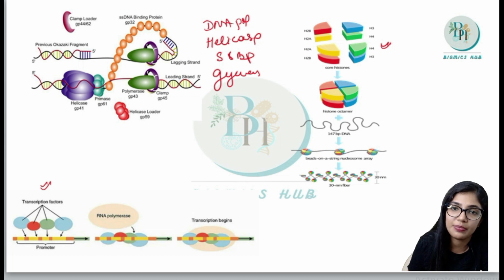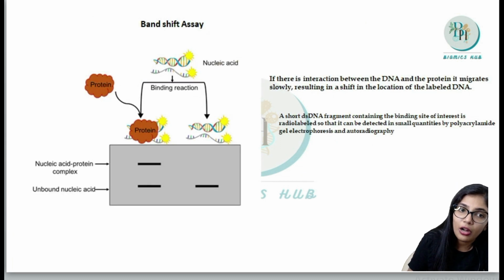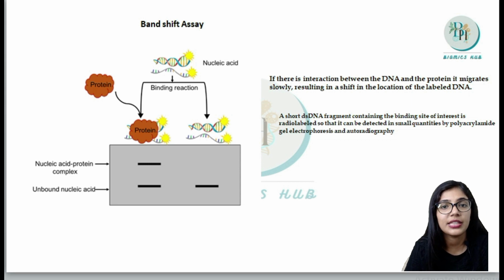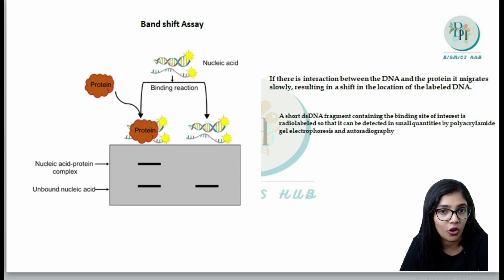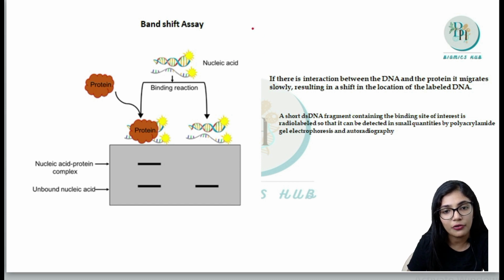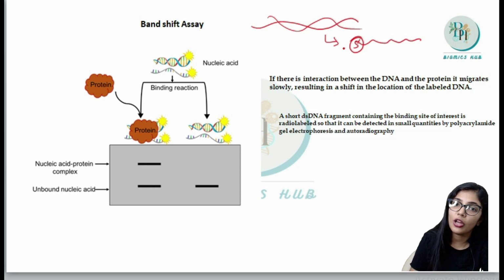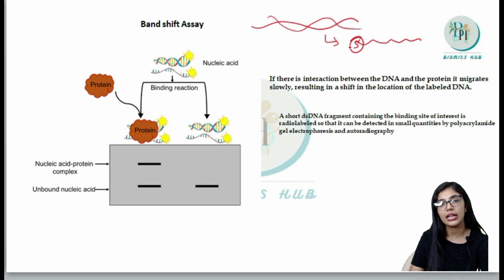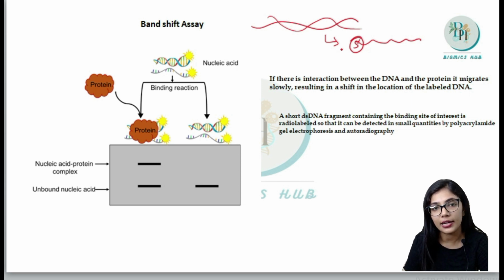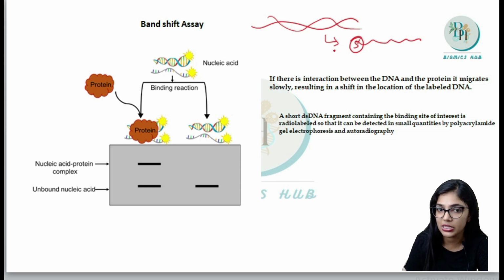So let us see how this EMSA is done. When we want to study whether a protein is interacting with the DNA or not, we perform this kind of technique. For that, first we need a DNA. This DNA needs to be radio labeled at the 5' end, or fluorescently labeled. Why is it done so? Because whenever the DNA passes through the gel, we can easily identify that this band is present in the gel. This is the reason why the radio labeling is done.